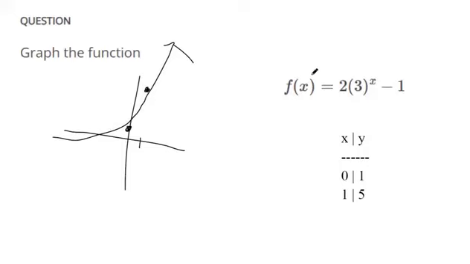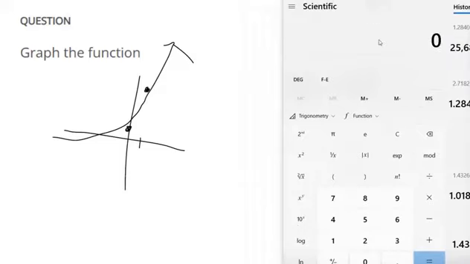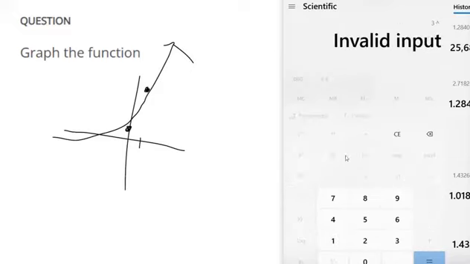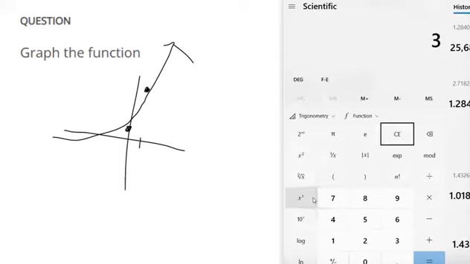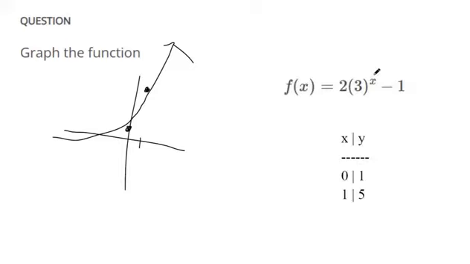But if you plug in negative a billion, go ahead and try that with your calculator. It's 3 raised to the power of negative a billion. Invalid input. Okay, so maybe we've got to do something smaller for this calculator. Let's just do negative 10,000 to get the idea. That's 6.12 times 10 to the negative 4,772nd power. That's a really, really small number. That's really close to 0. So this is getting infinitely close to 0.